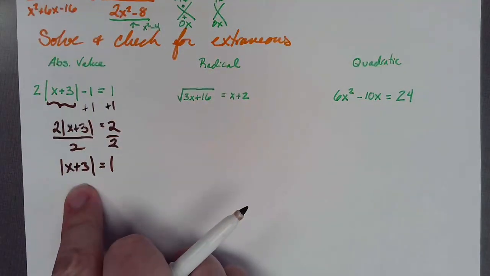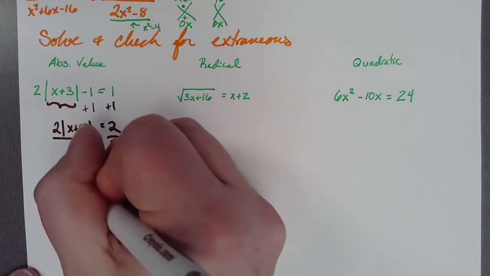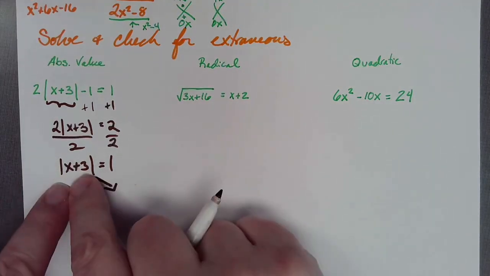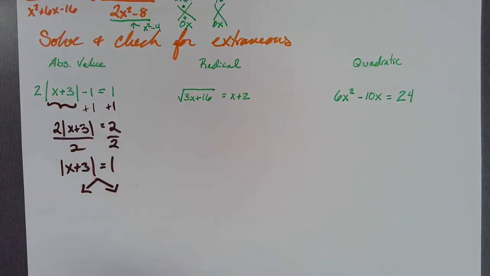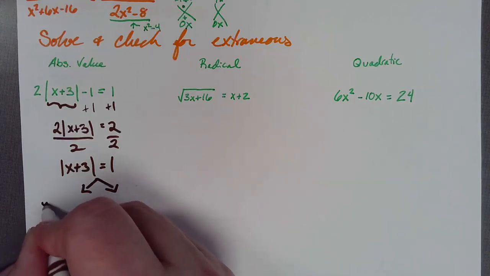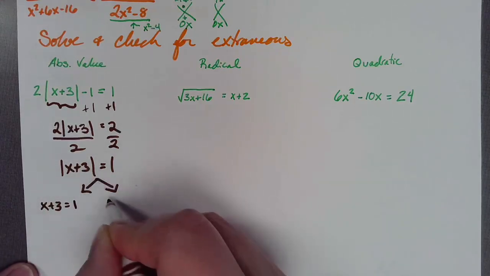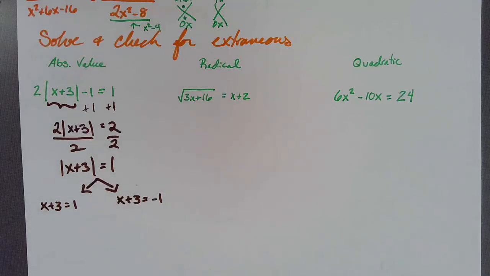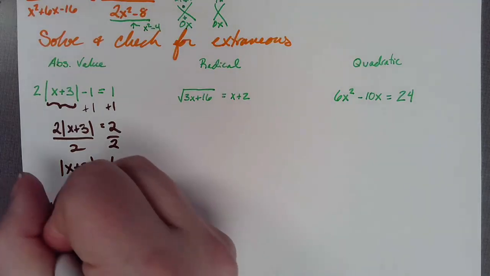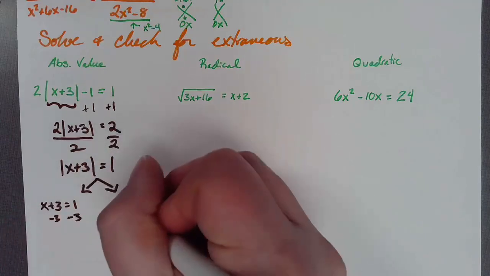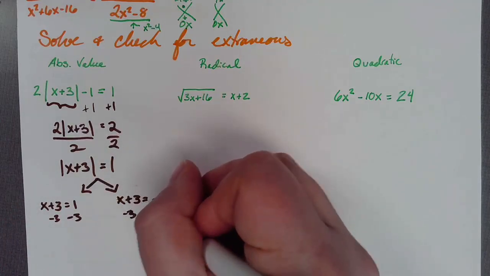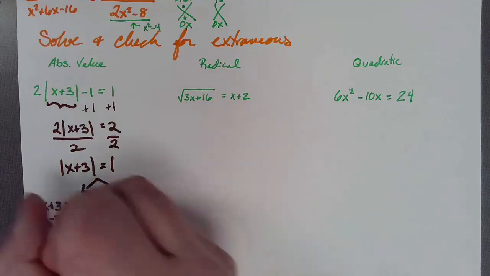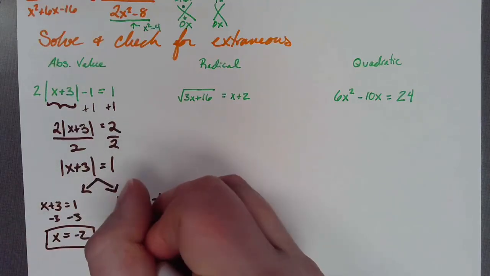Now that I'm here and the absolute value is by itself, what I'm going to do is create 2 separate equations, because technically what this is saying is x plus 3 could be 1, but x plus 3 could equal negative 1, because the absolute value of negative 1 is still 1. So I'm going to set it up as x plus 3 could be 1, or x plus 3 could be negative 1, and it would still make this equation work. From here, I can solve for my 2 solutions. So I'm going to subtract 3 on both sides, and I get x equals negative 2, or x equals negative 4. Those are my 2 solutions.